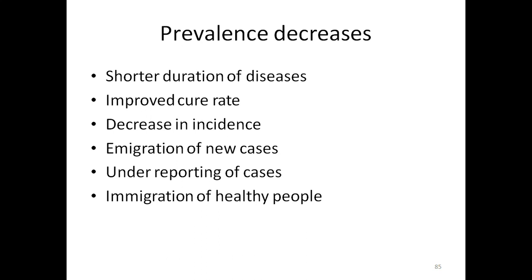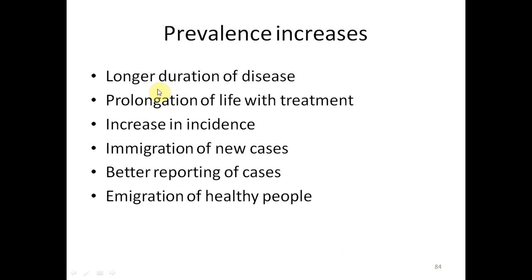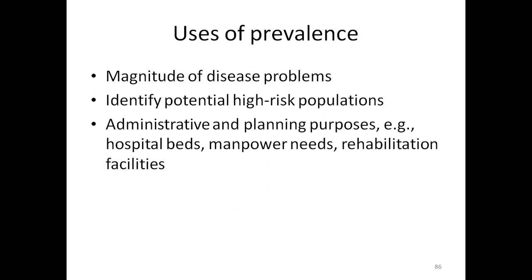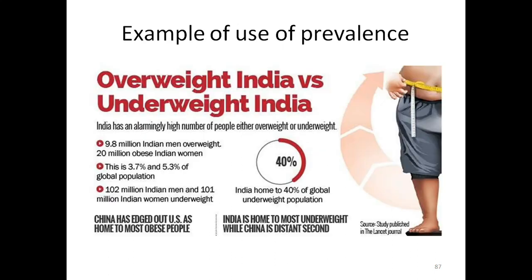Prevalence will decrease with shorter duration, better recovery, and improved cure rate. It also decreases with decreased incidence, emigration of cases, if cases are going out of the city, and immigration of healthy people coming into a city. In all these cases prevalence decreases. So prevalence will give you the magnitude of the problem, and we can use it for administrative and planning purposes.